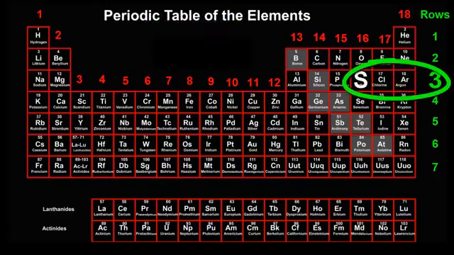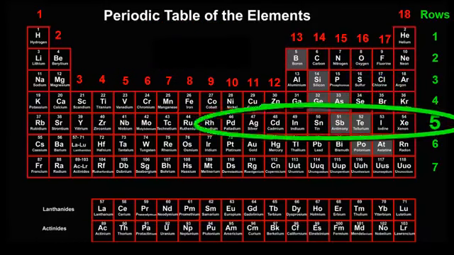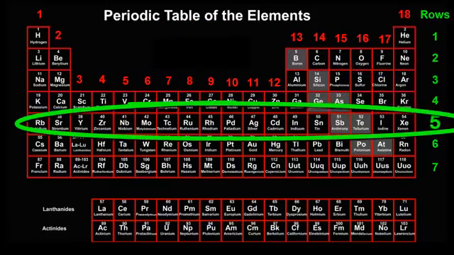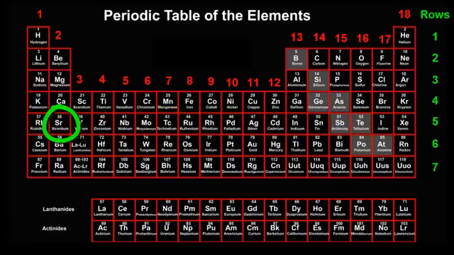Which row is sulfur in? The third row. Choose any element in the fifth row. There are a lot of possible answers for this. Could be strontium, tin, iodine. You choose.